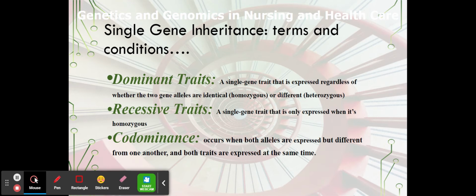Codominance occurs when both alleles are expressed, but they're different, so their traits are expressed at the same time. An example of this could be going back to that blood type analogy. The allele for type A is dominant, the allele for type B is dominant. When you inherit one allele from your mother and it's A, and one from your father and it's B, they will both express their characteristics. They will both have the antigens specific to that allele. So they both express equal traits at the same time, but they are different.